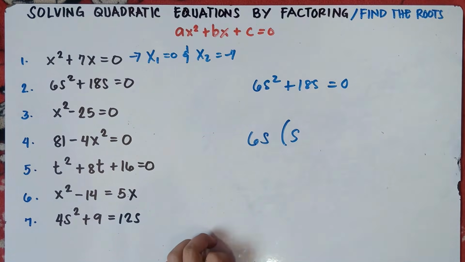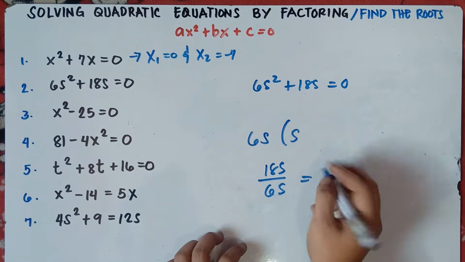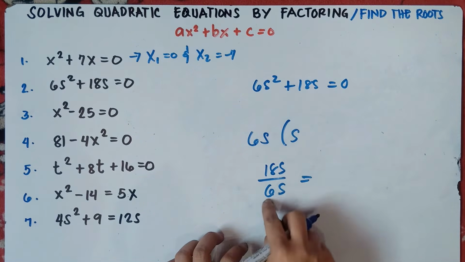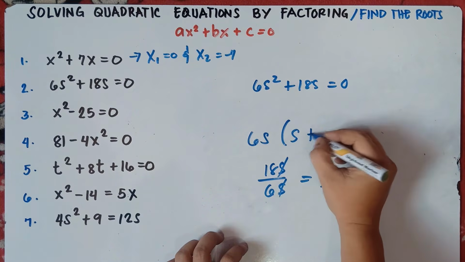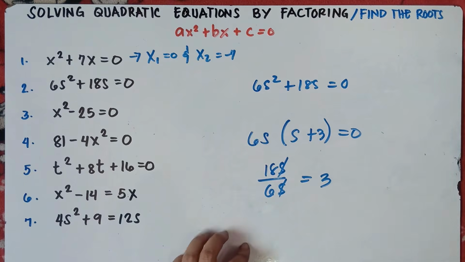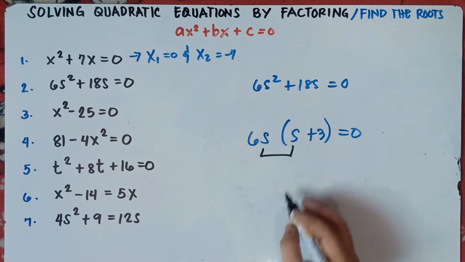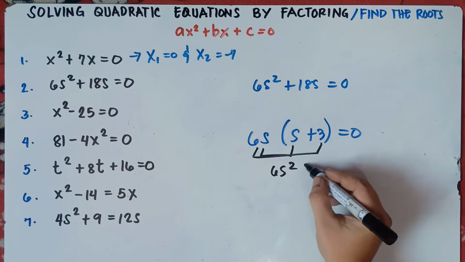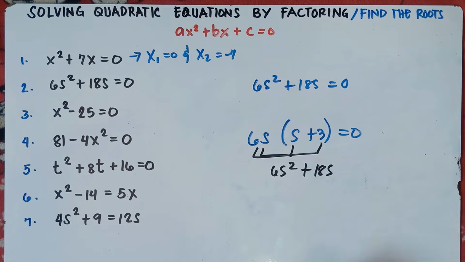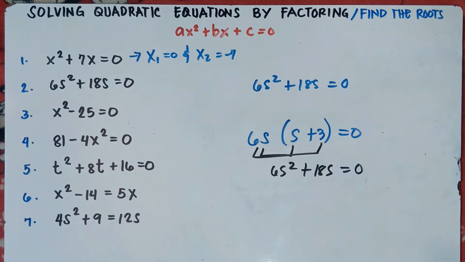And this one, 18s divided by 6s. Positive 18 divided by 6 is 3. s divided by s simply cancels. So we have positive 3, then equals 0. If you check this by the distributive property, 6s times s is 6s squared, and 6s times 3 is positive 18s. So you will get the same equation, then equals 0.